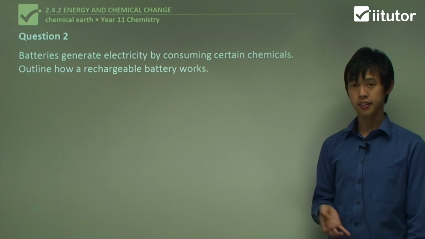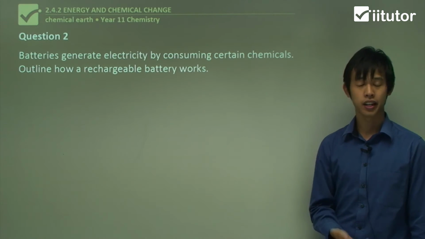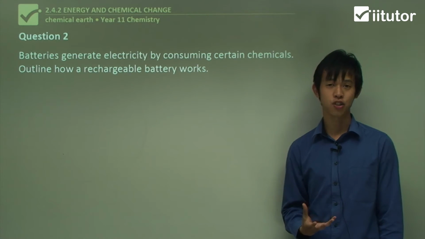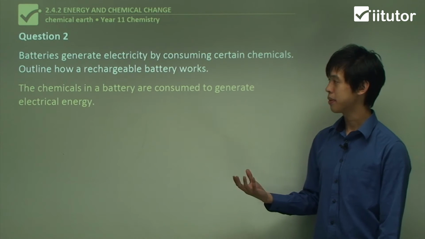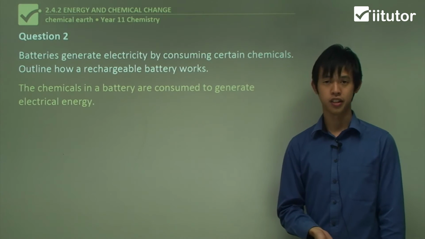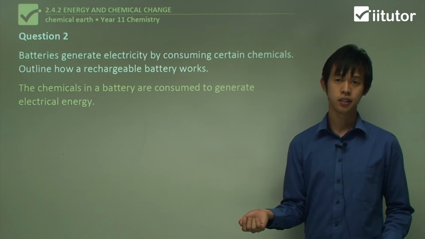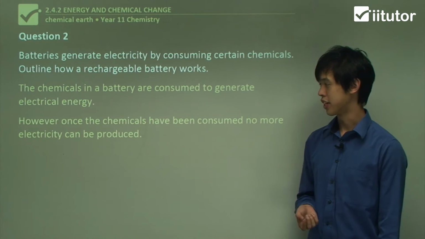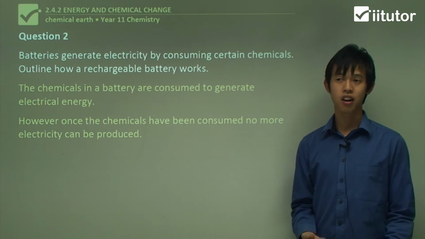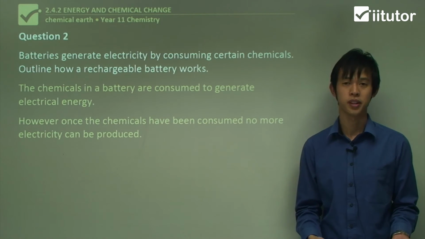Question 2. Batteries generate electricity by consuming chemicals. Outline how a rechargeable battery works. The chemicals in a battery are consumed to generate electrical energy. So the battery consumes the chemicals and produces electricity. However, once the chemicals have been consumed, no more energy can be produced. You can't obviously keep producing energy infinitely, otherwise we'd have a solution to the global warming crisis.